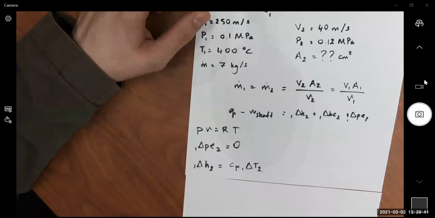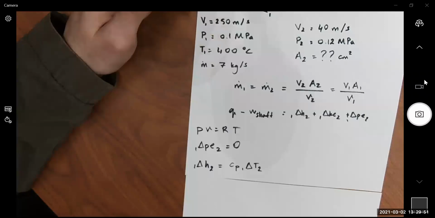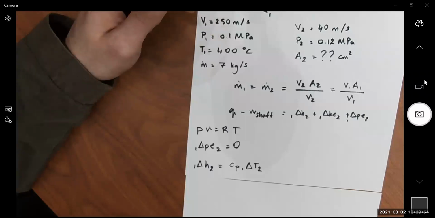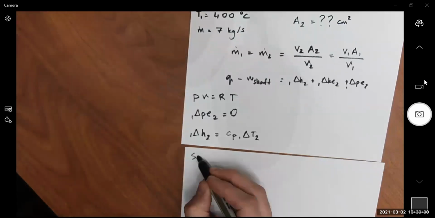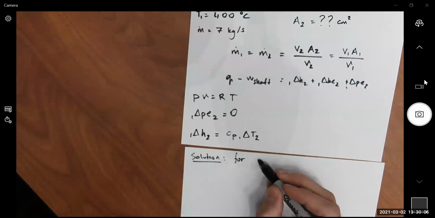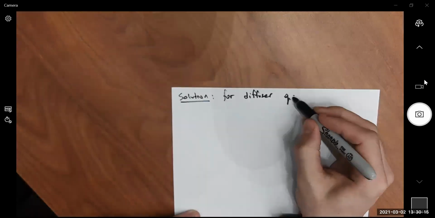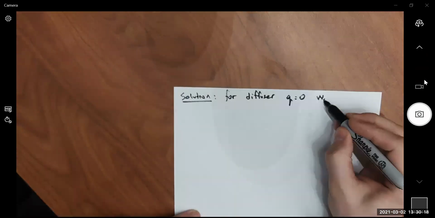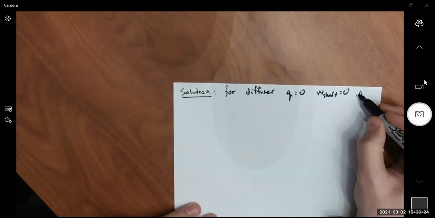The elevation difference between inlet and outlet is negligible. It's very small. You can include it, but it will not make any difference. For the diffuser, work shaft is 0. And as we said, potential energy difference equals 0.